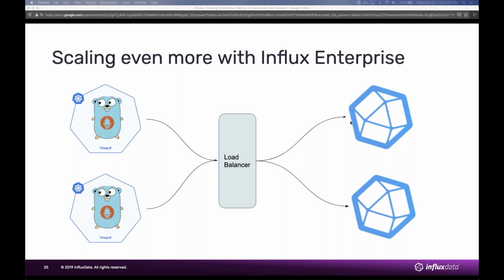Influx Enterprise allows you to have a scalable data plane. You could have many Influx Data Enterprise nodes, and all these Telegrafs would send their metrics to a load balancer, and that load balancer would round robin send that to one of these data nodes.